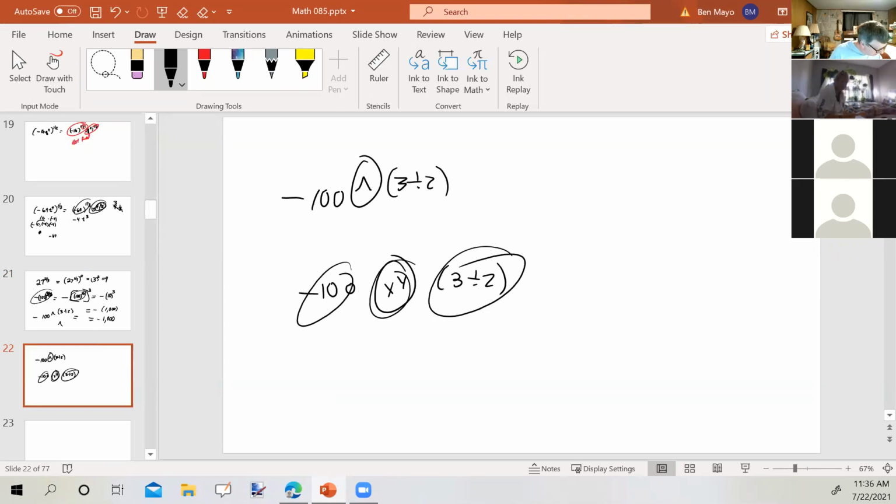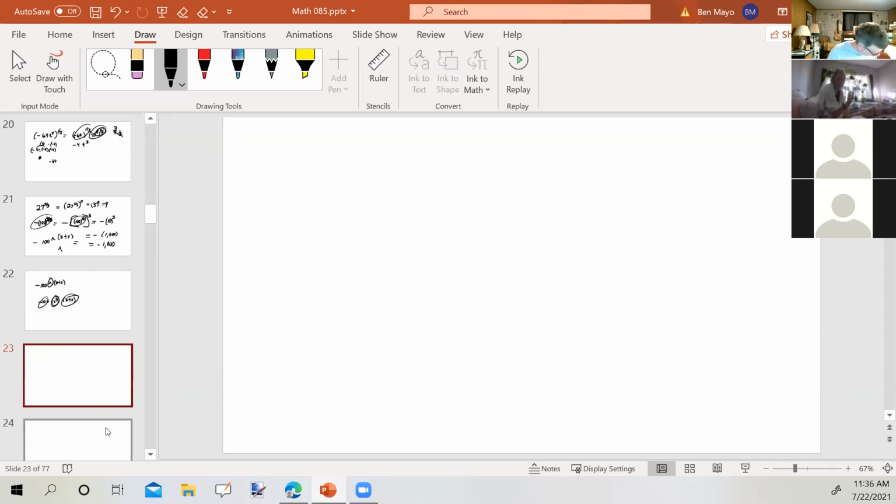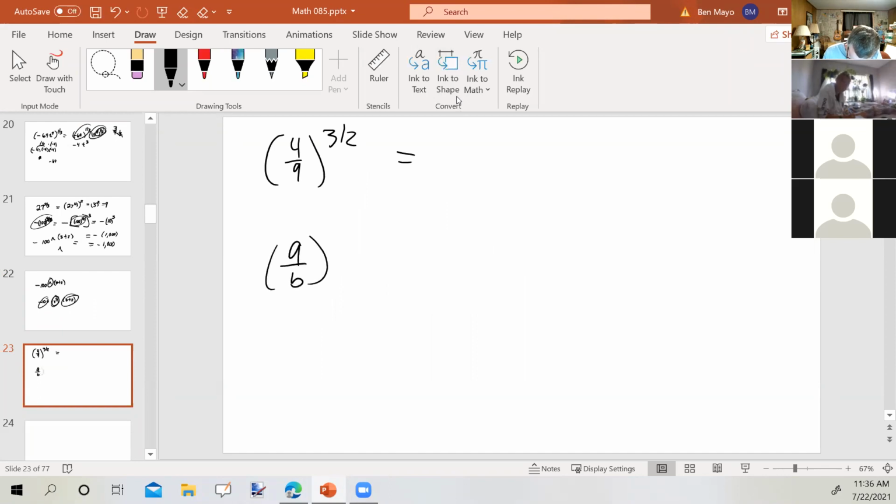Where am I? Here. Okay. Let's say we've got 4/9 to the 3/2 power. We've got a quotient raised to a power. You attach the power to both the numerator and the denominator of the quotient. So this is going to be 4 to the 3/2 power over 9 to the 3/2 power.